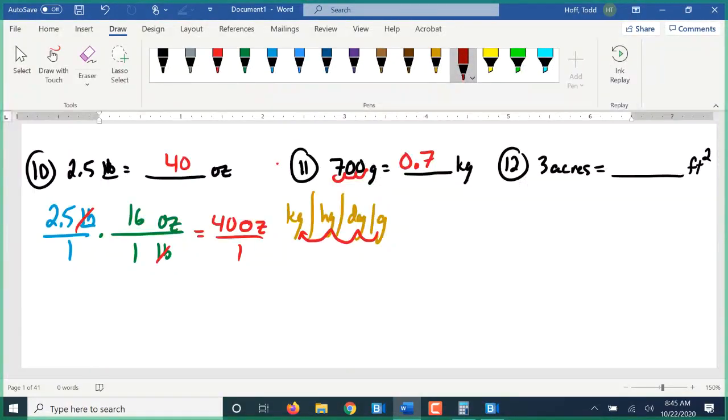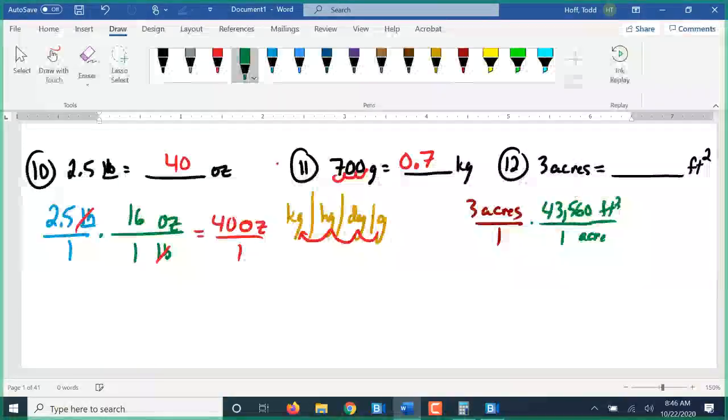So here's one we don't do very often, but 3 acres going into square feet. I'm going to take my 3 acres over 1 again. And my conversion here, I'm going to put acres on bottom, square feet on top. 1 acre is 43,560 square feet. Remember that acre actually comes from the square chains. A chain is 66 feet. 1 square chain is 4,356 square feet. An acre is 10 square chains. So the acres cancel out.